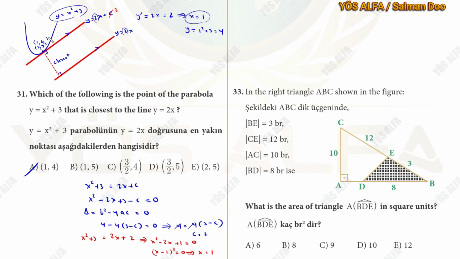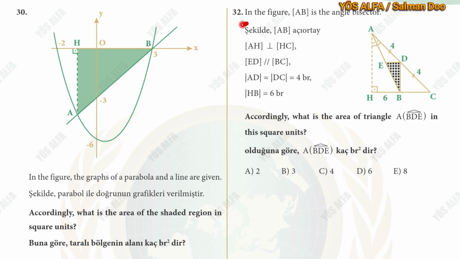To find y, all we have to do is just substitute this value into any of these two equations. So let's substitute this x is equal to 1 into this equation. So 1 squared plus 3 is equal to 4. So we have the point of tangency, which is (1, 4), as we have found before.